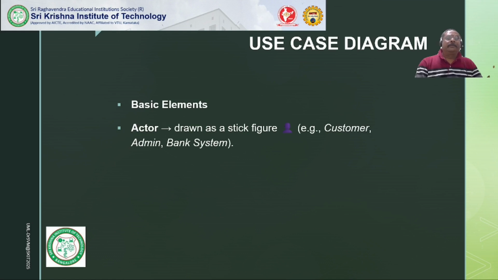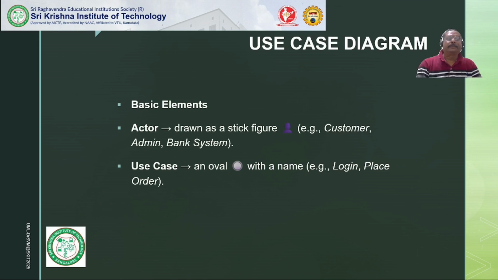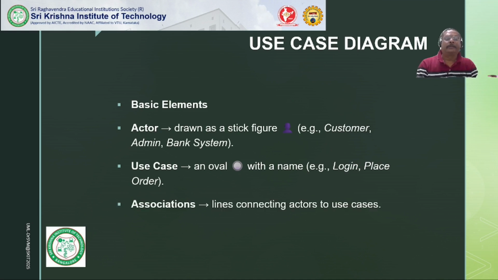So the basic elements: the actor is drawn as a stick figure. Example maybe a customer, admin, bank system, and so on. The use case is represented with an oval with a name written inside that, and that is the way functions, like login, place order, and all that.